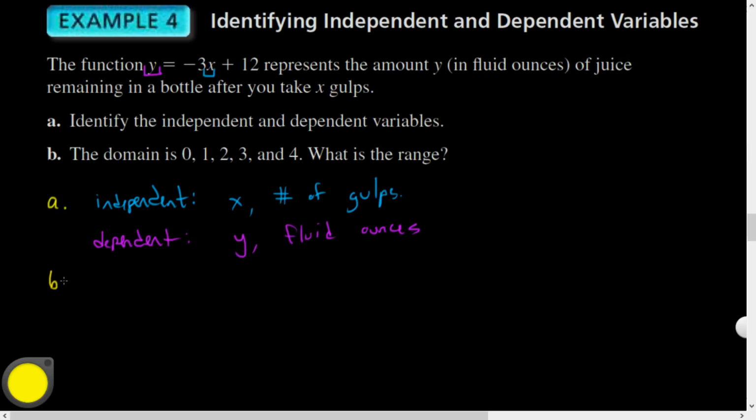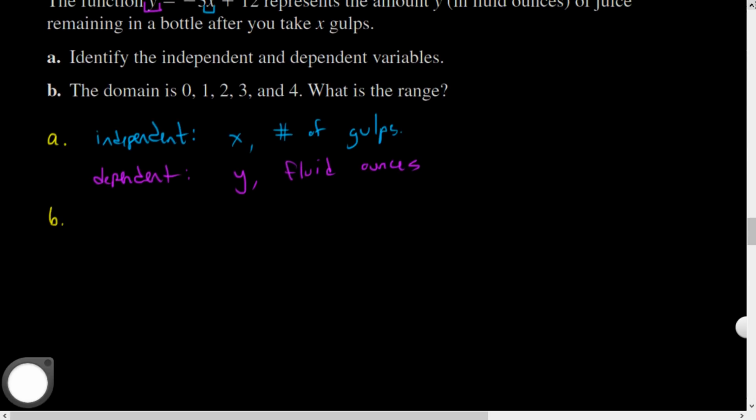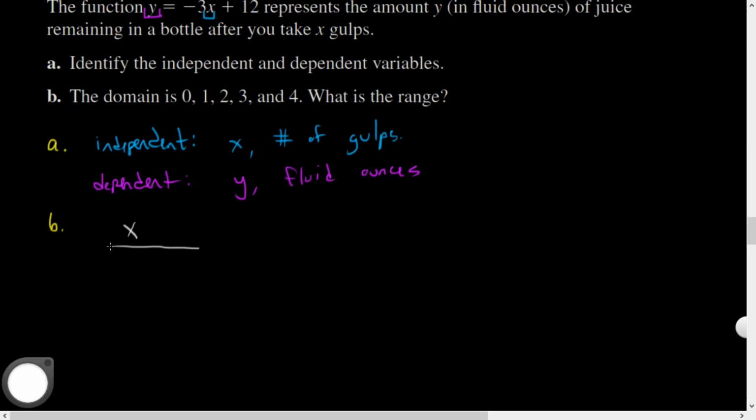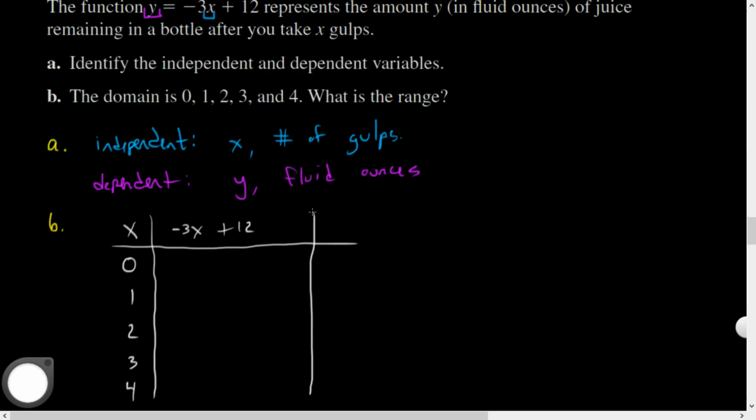And to do that, we are going to actually make a table. Eventually we'll have far better ways of doing this than with a table, but I'm going to make a table here. I'll have my inputs in one column. So 0, 1, 2, 3, and 4, which is the number of gulps. I'll have a column for my work, which is going to be negative 3x plus 12. And then I'll have a column where I write my output y. All right, so let's do some work.